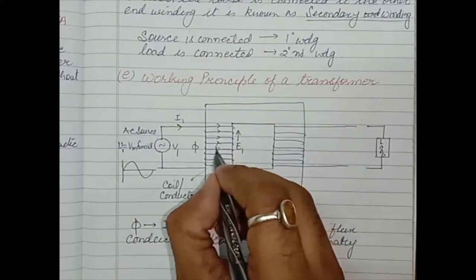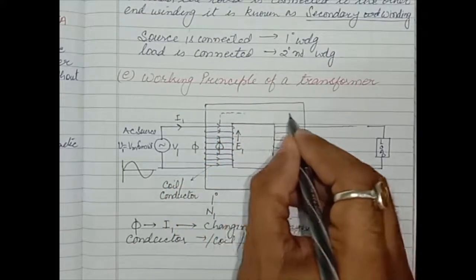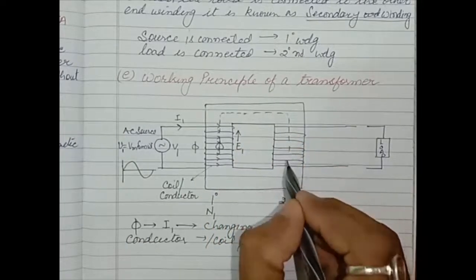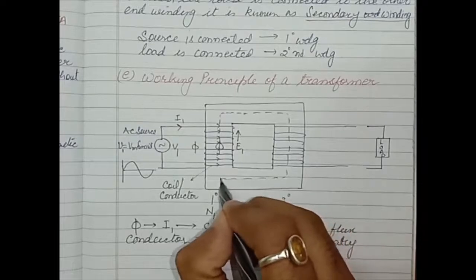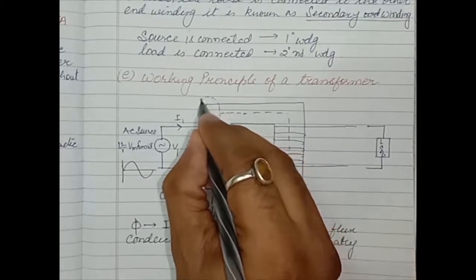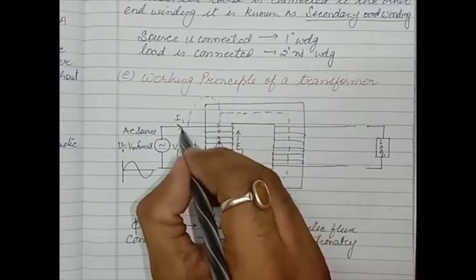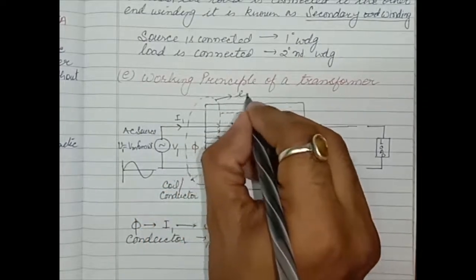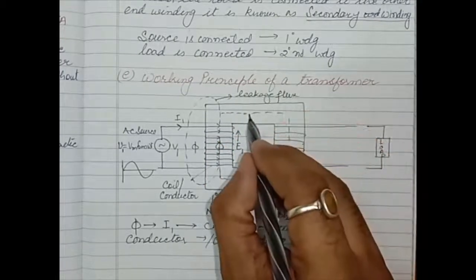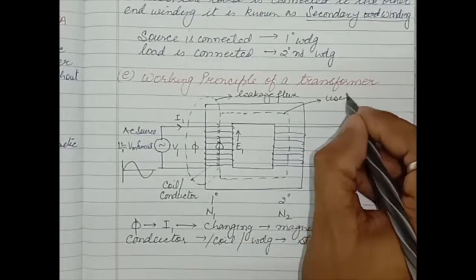Now in this winding, the flux phi is set up. This phi will travel through this iron core path and link with the secondary winding of the transformer. Some of the flux will leak out and follow the other path; this flux is known as leakage flux, whereas the flux which is linked with the secondary winding is known as useful flux.